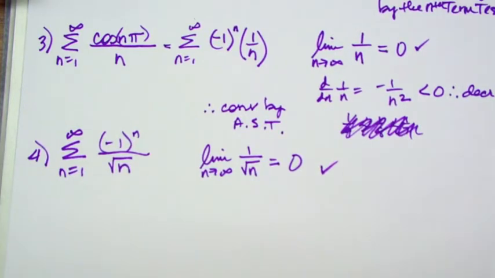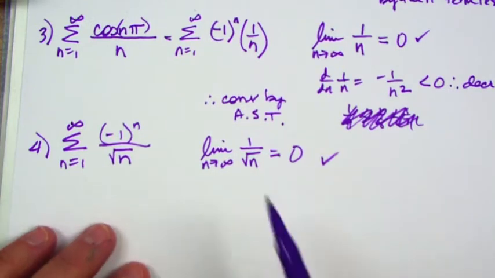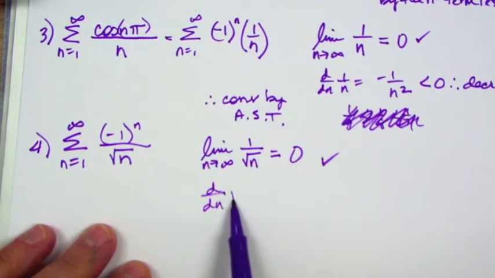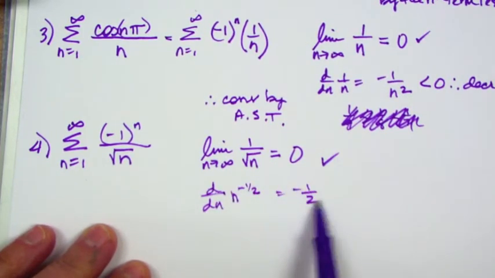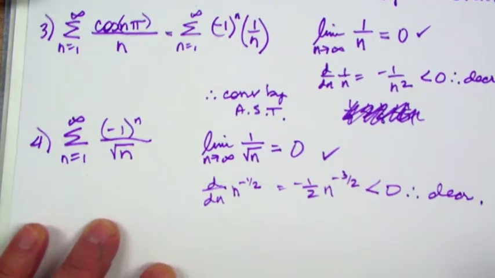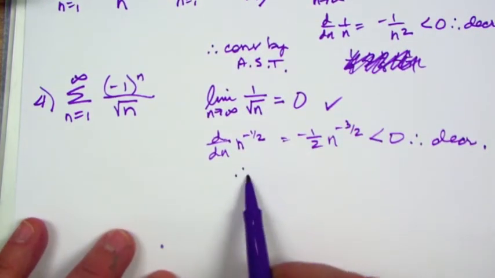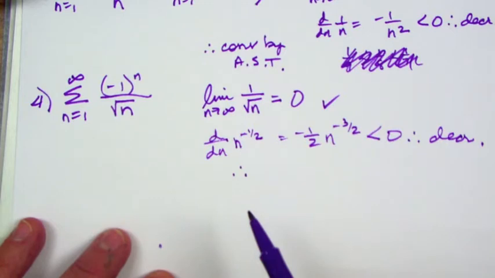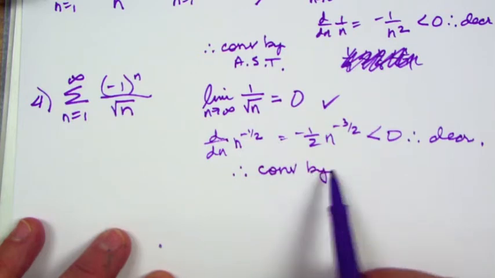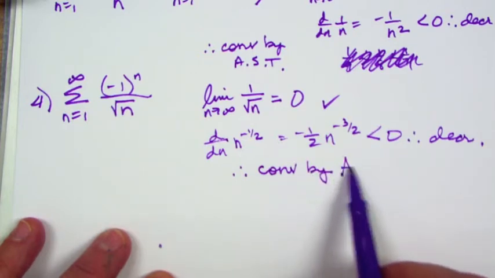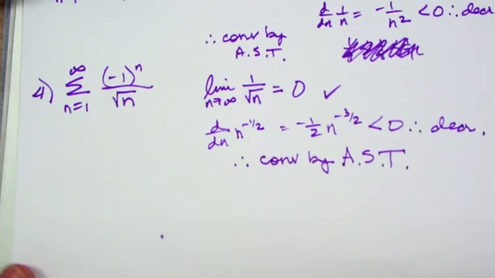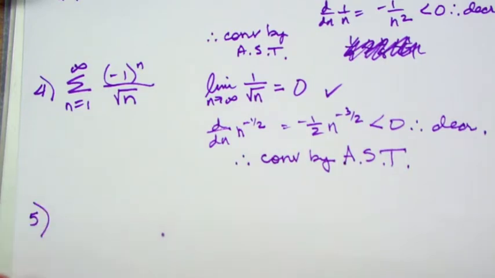That it's decreasing, okay? So the derivative of n to the negative 1/2 is negative 1/2 n to the negative 3/2, right? That's less than 0, therefore decreasing. Therefore, what do I get to say? Converges by the alternating series test, right? One more.